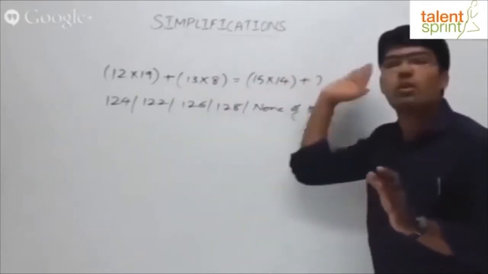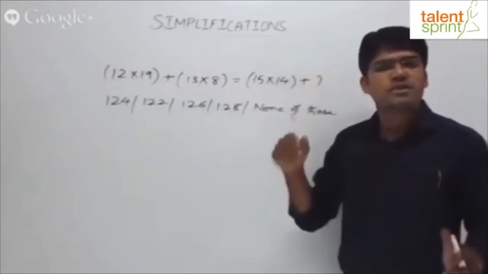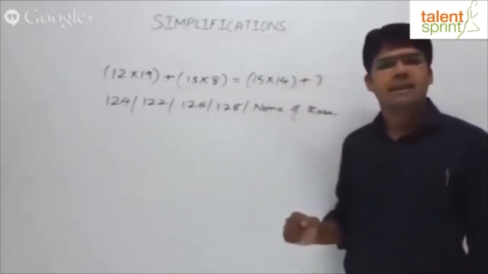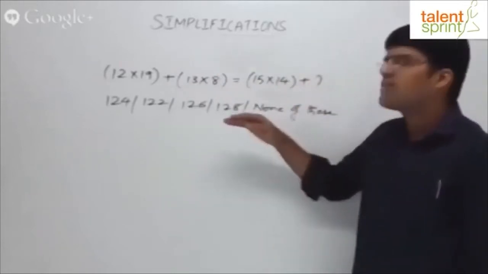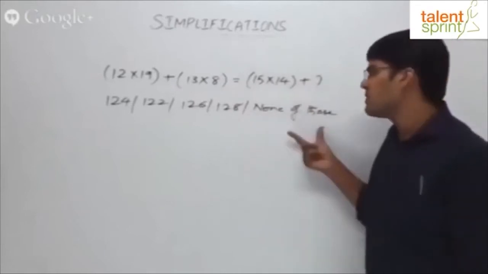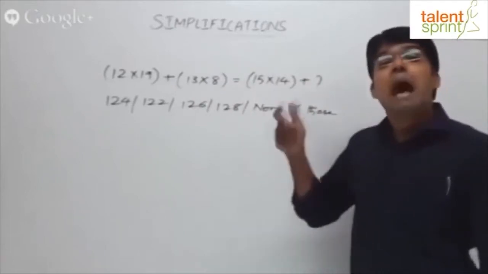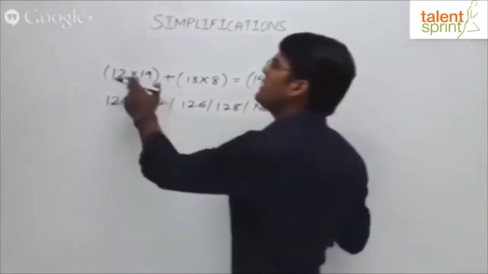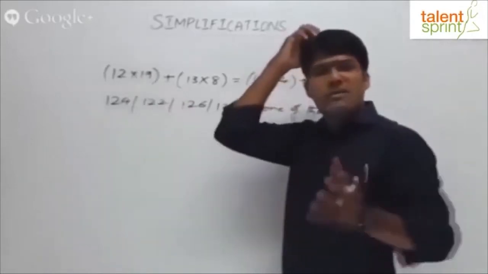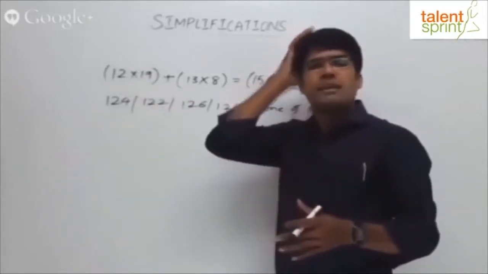You don't have to simplify the whole part there. You can just do some verification, unit space method, and get the required answer. Let's see how it works. Here anyway we have to do the complete calculation as I've mentioned, because the fifth option is none of this. But how can we apply the unit digit method? For example, 12 into 19.